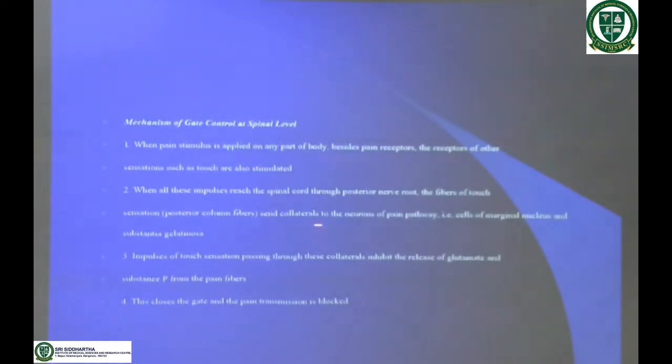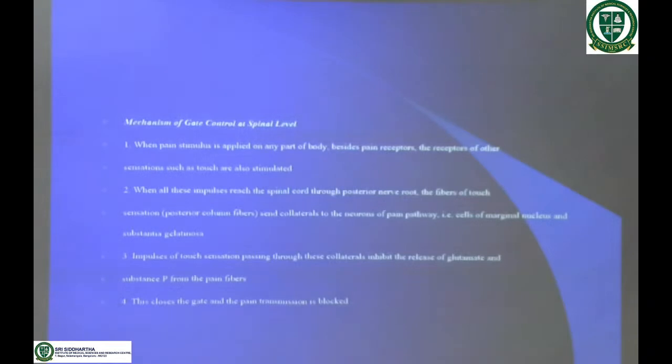So they send collaterals to the neurons of the pain pathway, that is, cells of the marginal nucleus and substantia gelatinosa. The impulses of this touch sensation passing through these collaterals will inhibit the release of glutamate and substance P from the pain fibers, which will cause a closing of a gate. So, pain transmission is blocked. Say, we will give a best example.